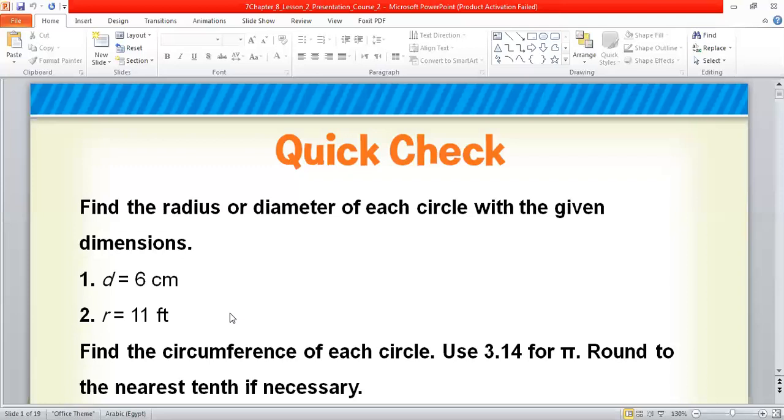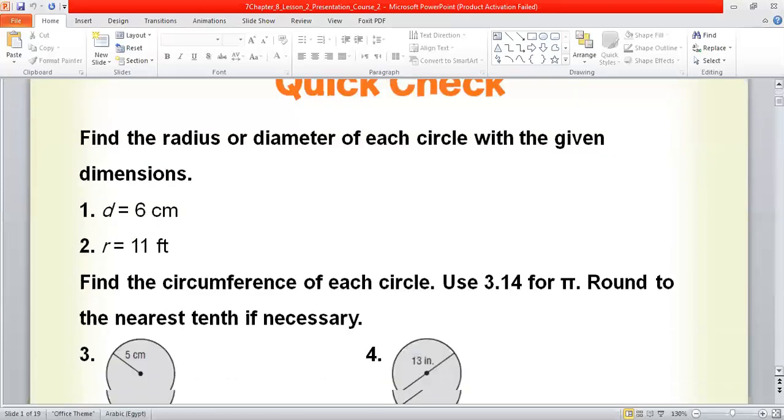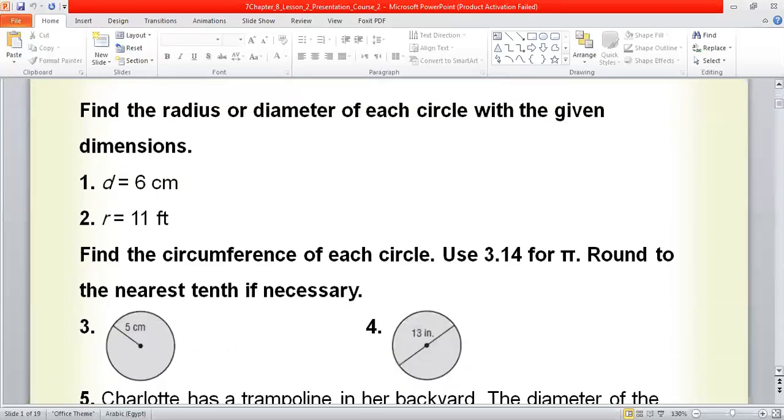Okay, if we go to the second question, read with me, please, carefully. Find the circumference of each circle using pi equal to 3.14, and round the answer to the nearest tenth. Nearest tenth means that I need 1 decimal only.